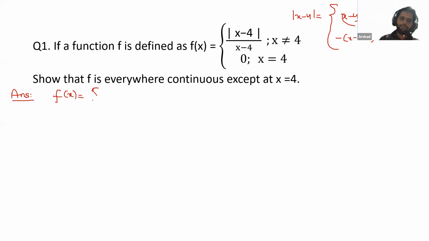f(x) is equal to, our original question was this. So we will write all the cases. Here we normally take x is greater than or equal to 4. But if we check the question, for equal to, they have already given the value 0. So we can't take this equal to. So we will just mention x is greater than 4.